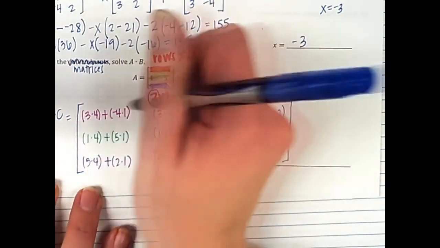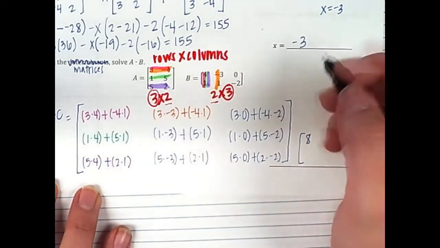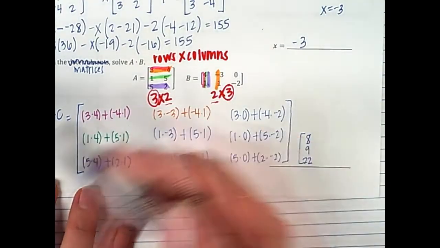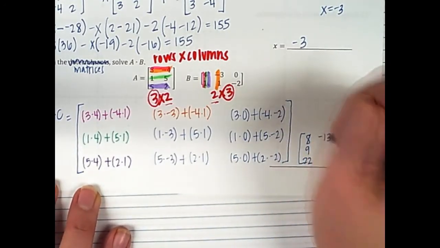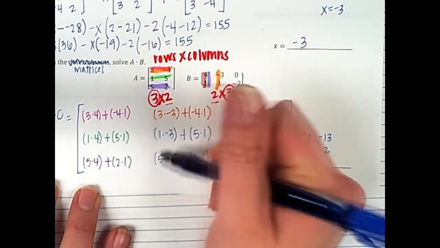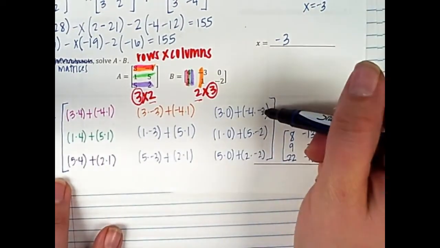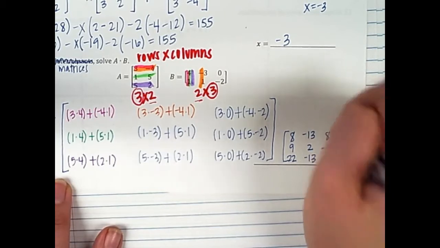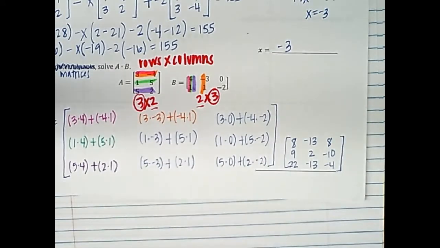So this would be 12 plus negative 4 to get me 8. 4 plus 5 to get me 9. And 20 plus 2 to get me 22. Negative 9 plus negative 4 to get me negative 13. Negative 3 plus 5 to get me 2. Negative 15 plus 2 to get me negative 13. 0 plus 8 to get me 8. 0 plus negative 10, negative 10, and 0 plus negative 4, negative 4. And that does it for that one.